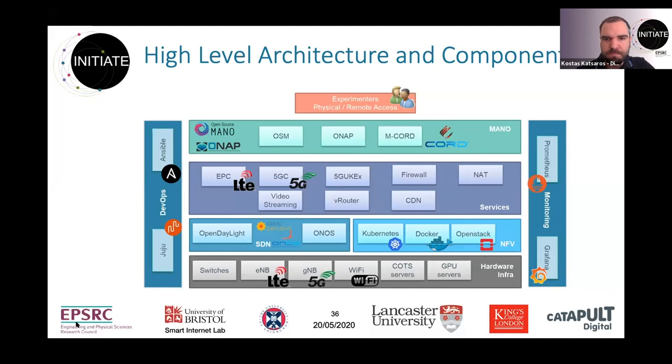A very rich hardware infrastructure, physical infrastructure with a number of switches, eNodeBs, gNodeBs, Wi-Fi access points, a lot of commercial off-the-shelf servers. And we're trying to incorporate also GPU servers to that. To manage all those, we are using Prometheus and Grafana for monitoring and visualization of some of the KPIs that we can get from the network, and also Ansible and Juju in order to accelerate the development and deployment of the different applications.